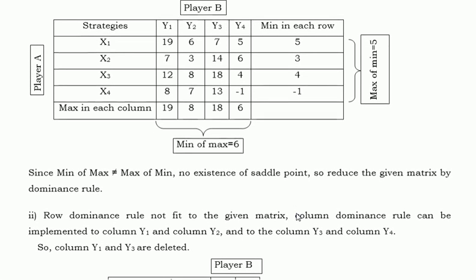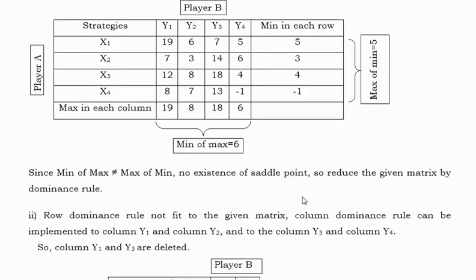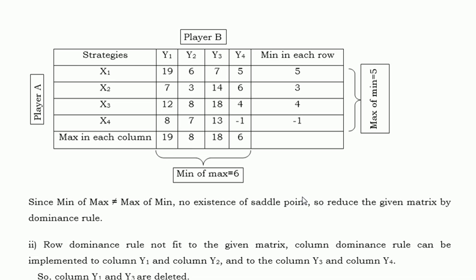So further you have to apply the dominance rule for reducing the order of the matrix. Here the order of the matrix is 4 by 4, so you apply the dominance rule to reduce this 4 by 4 to a lower order matrix. There are 4 types of dominance rule: row dominance rule, column dominance rule, average row dominance rule and average column dominance rule. Apply them one by one starting from the row dominance rule.